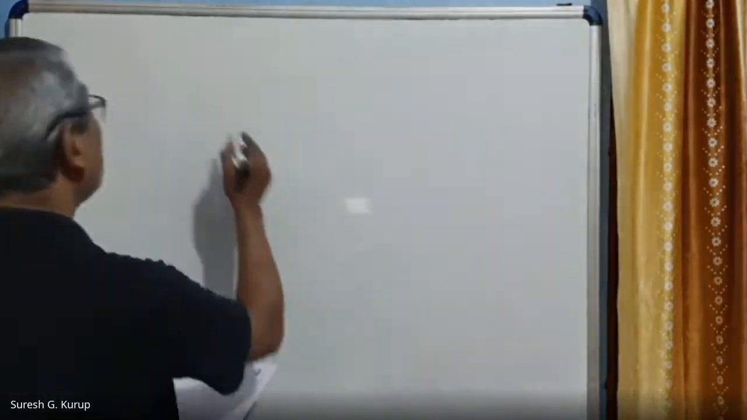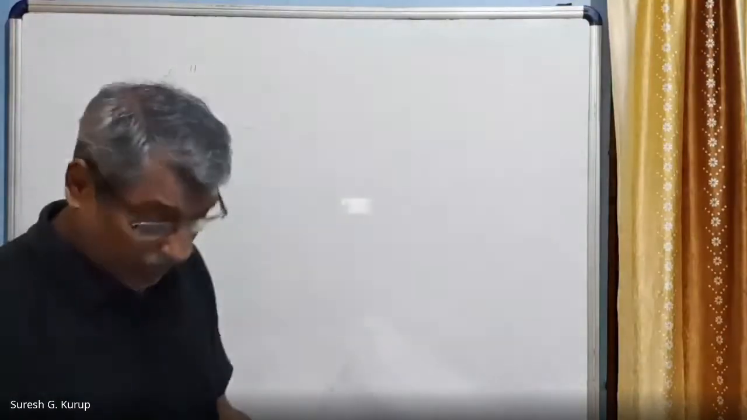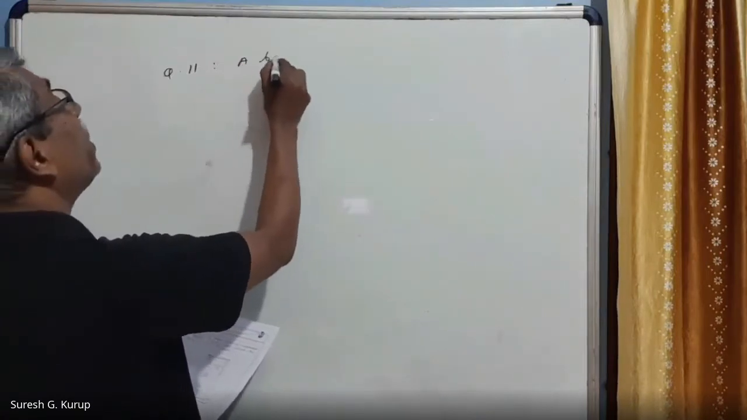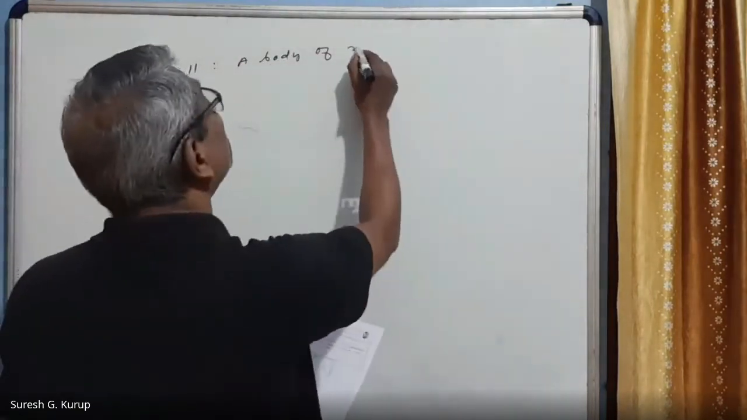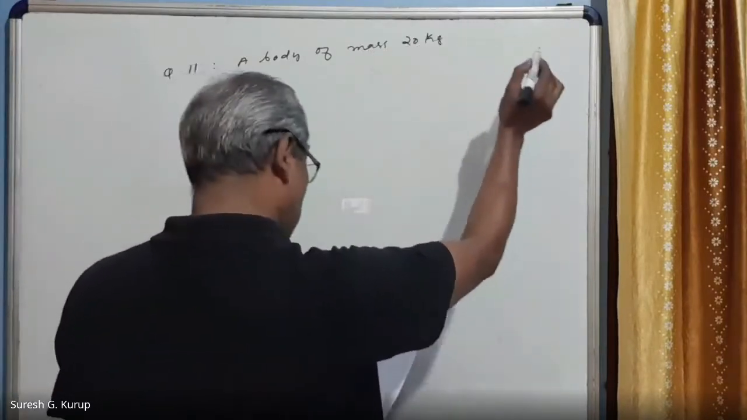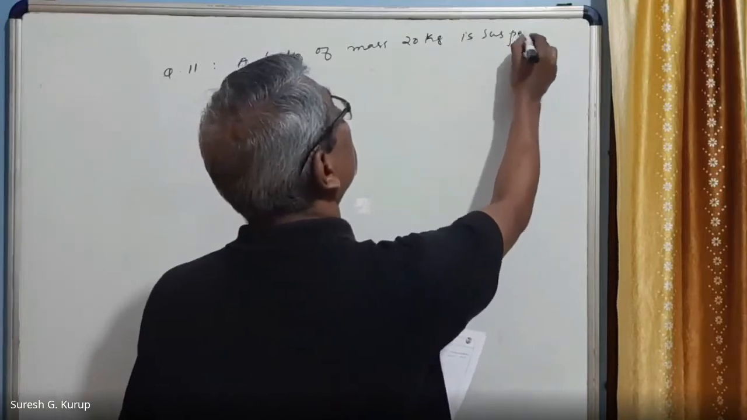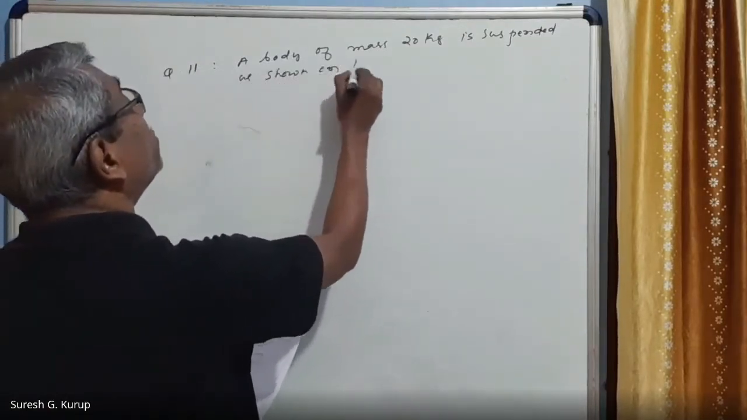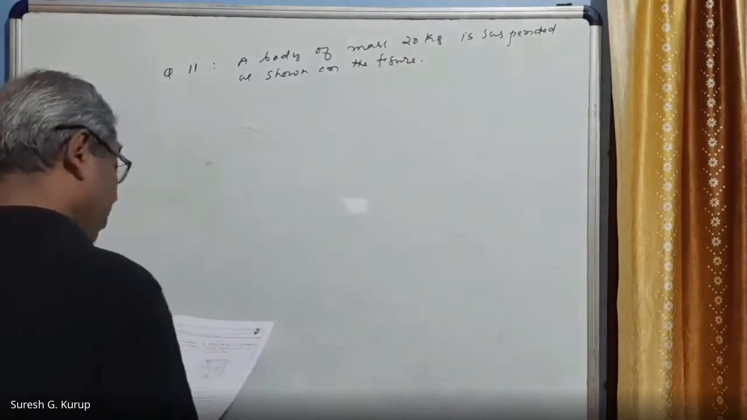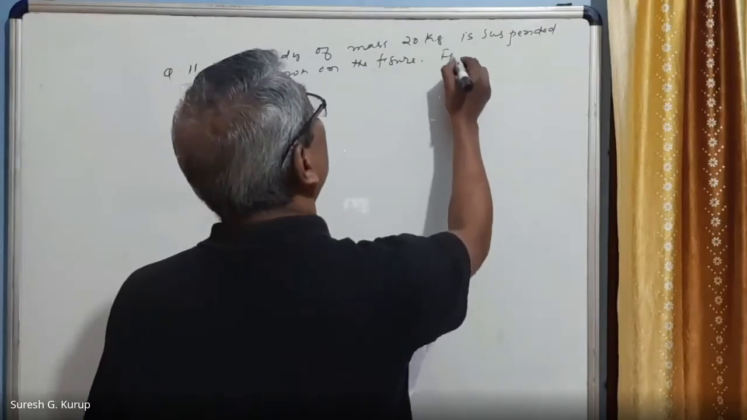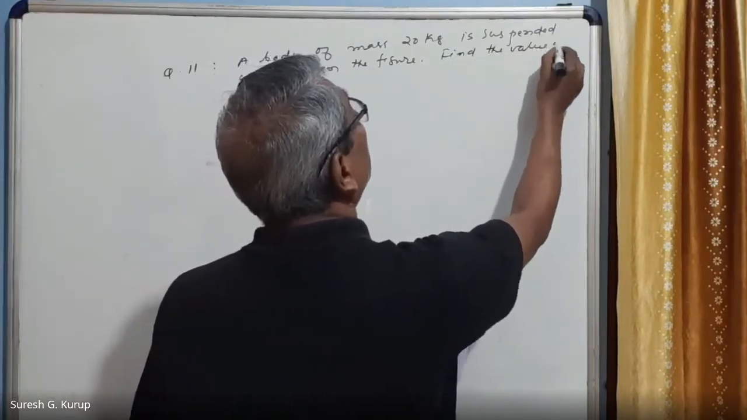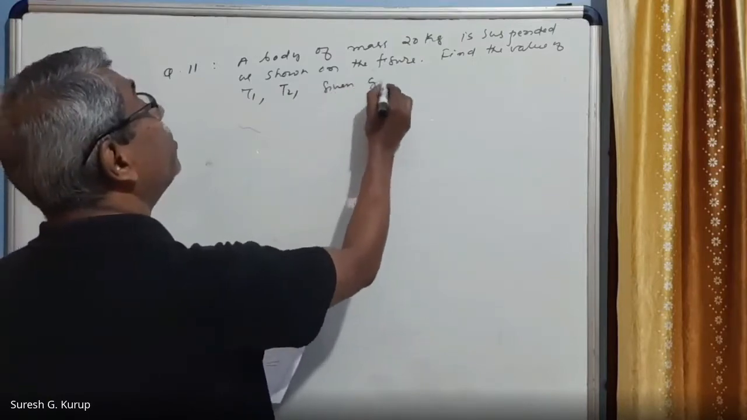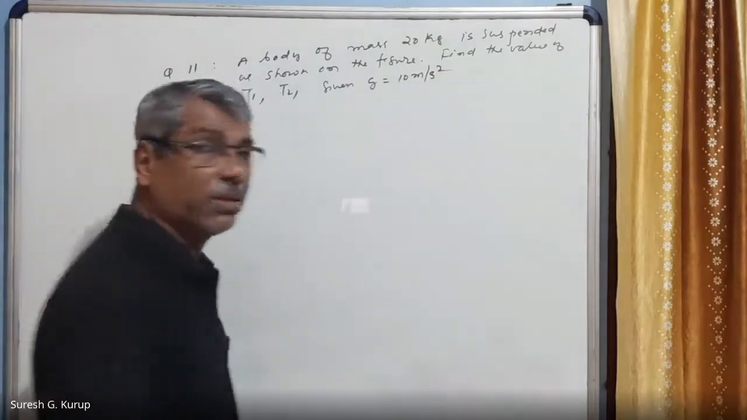A body of mass 20 kg is suspended as shown in the figure. This is question number 11, I suppose. Find the value of K1, K2. G is equal to 10 meters per second squared. G means acceleration due to gravity.